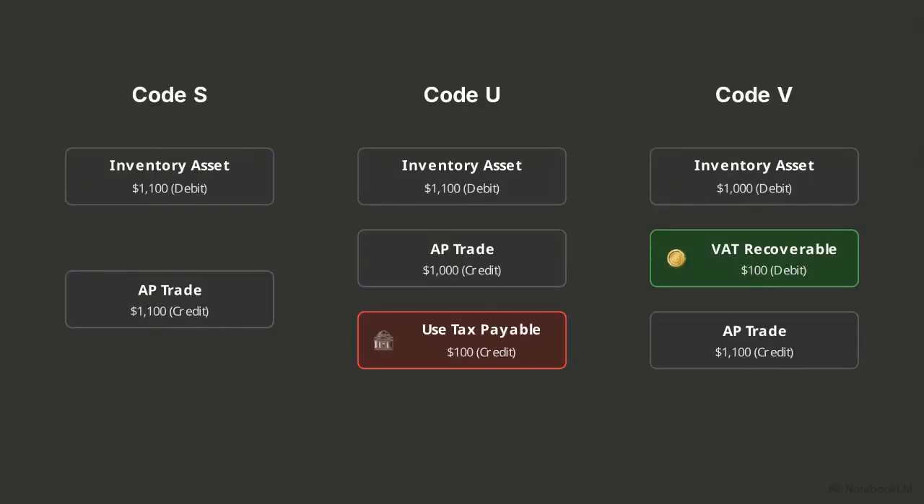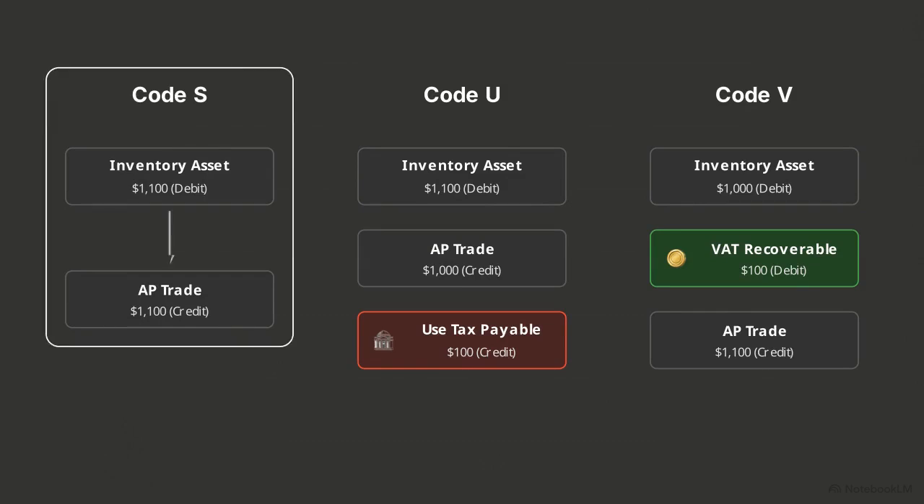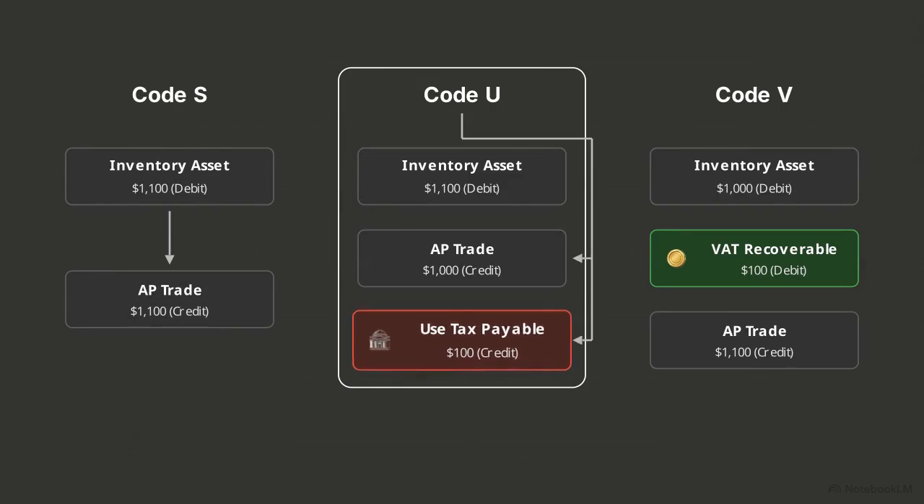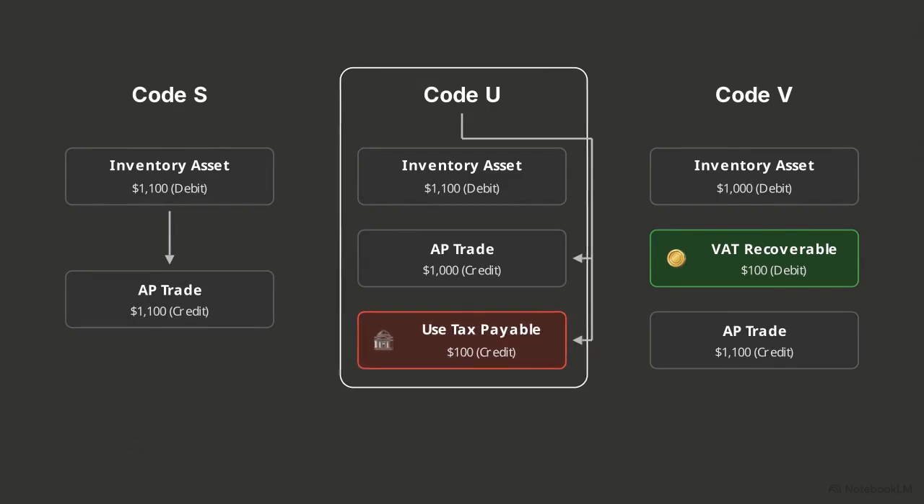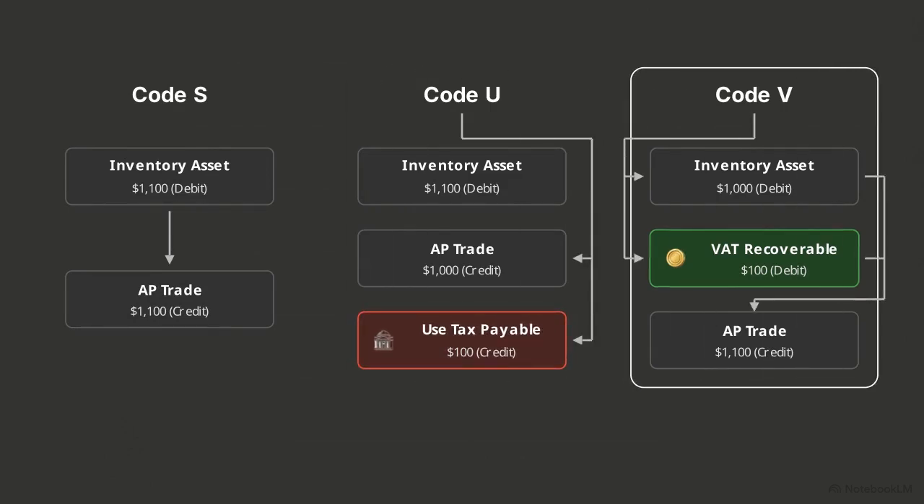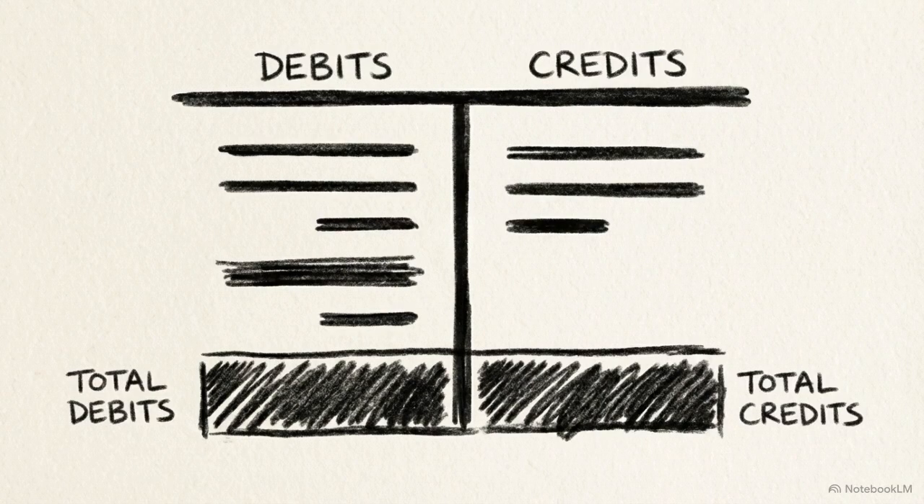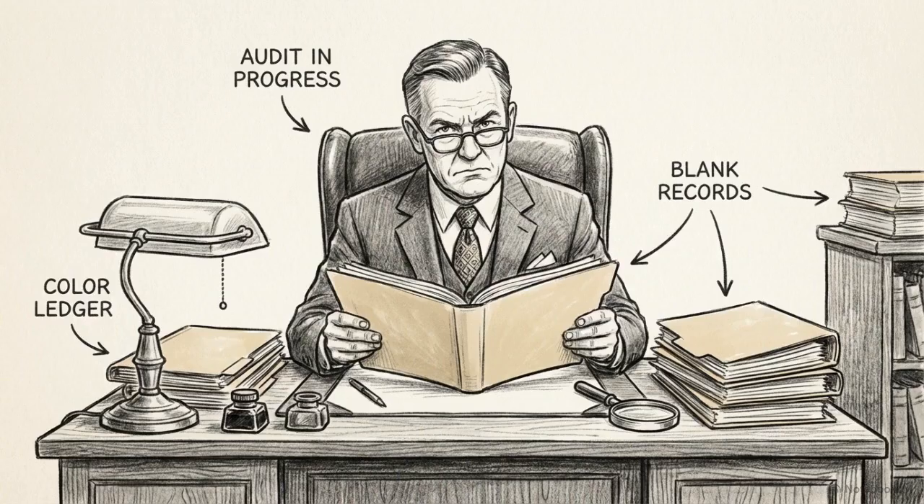These three final ledger states show how tax explanation codes route transaction data. Code S embeds the tax into the asset and AP trade. Code U splits out a dedicated use tax payable liability. Code V isolates a VAT recoverable asset. While the F0011 account ledger is now mathematically balanced in all three scenarios, the company is not yet ready for a tax audit or a formal tax declaration.